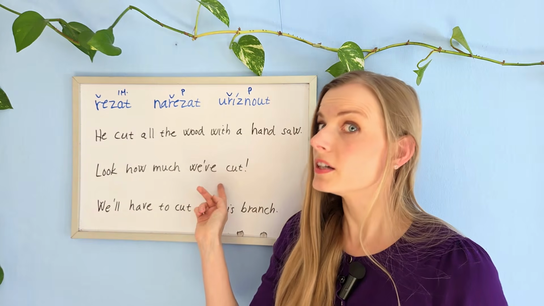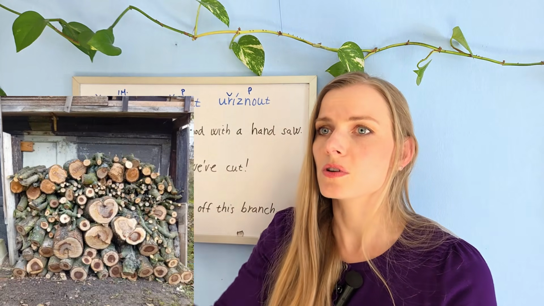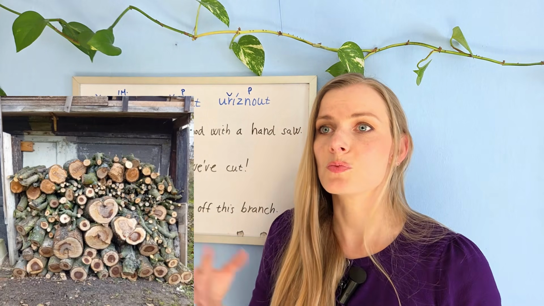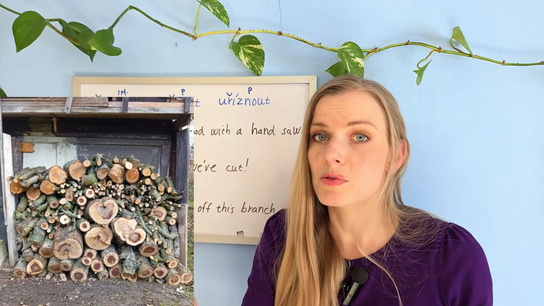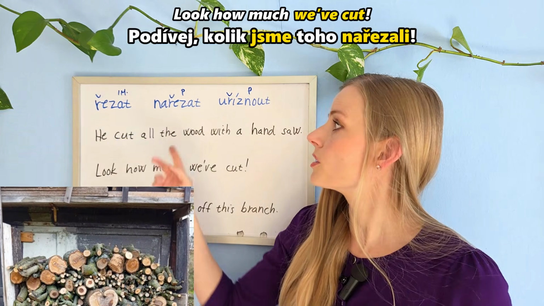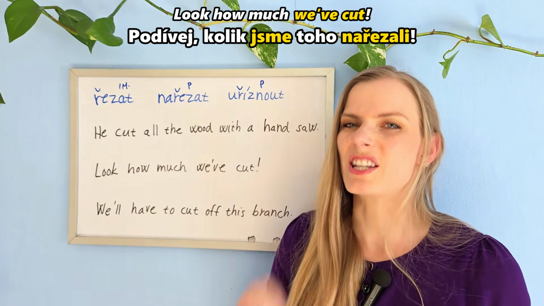Look how much we've cut. For example, we're pointing at pieces of wood. For example, there was a long tree and then we cut it into pieces with a saw. Or there were pieces of wood that were supposed to be cut into smaller ones for firewood. Podívej, kolik jsme toho nařezali.